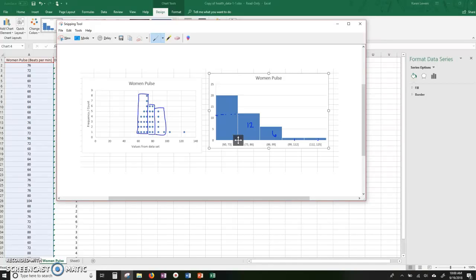So the histogram and dot plot are closely related in this way, where they're both counting. They're both frequency on the horizontal axis and the data point value on the vertical axis. I'm sorry, I got that switched. The frequency on the vertical axis, and the value from the data set on the horizontal axis.